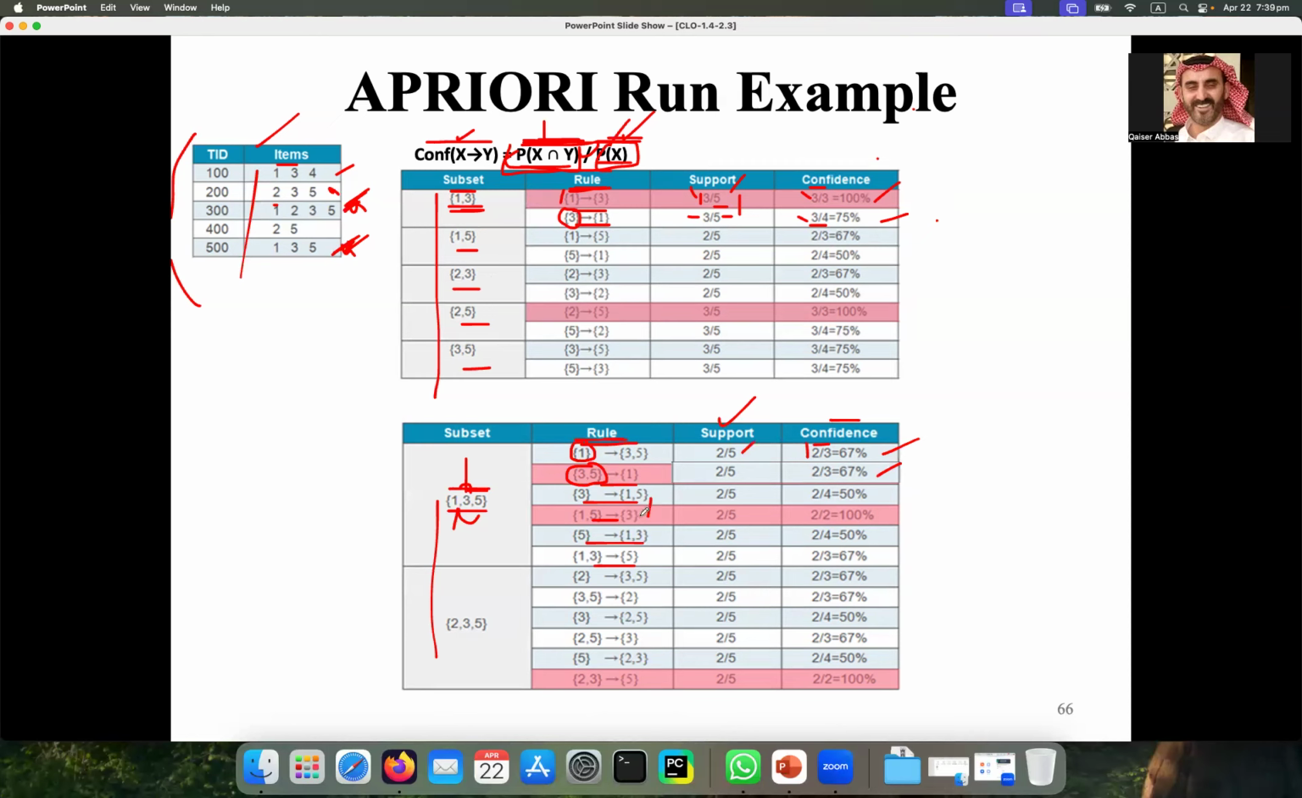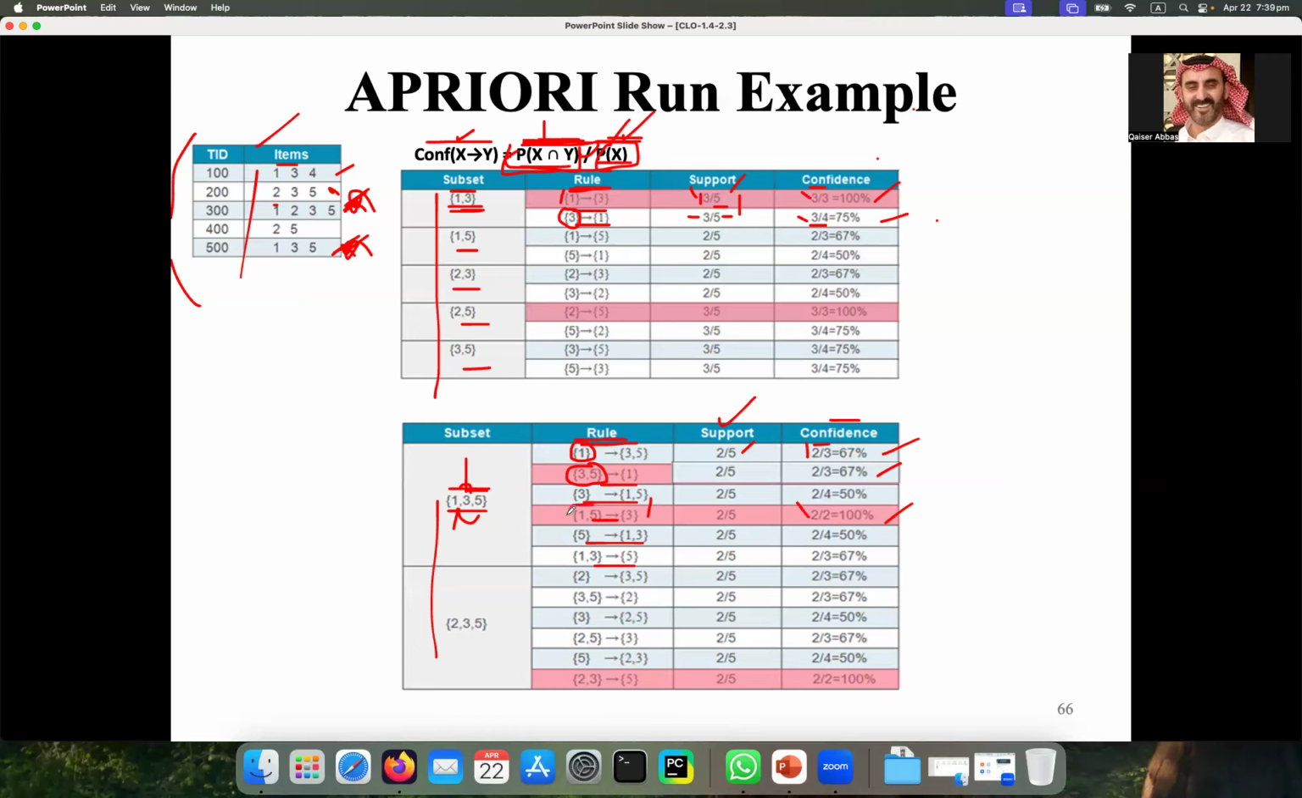Similarly here, 1, 5, and 3. I'm only seeing the confidence. 1, 5, and 3. So 1, 5, and 3. 1, 1, 3, 5. Okay, this is the evidence. This is the evidence. So that's why you are seeing 2 here.